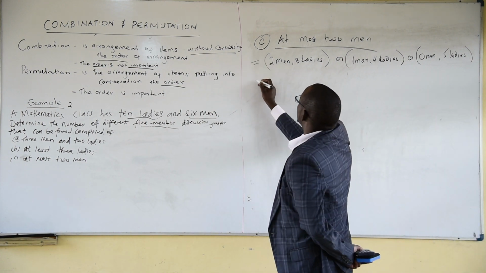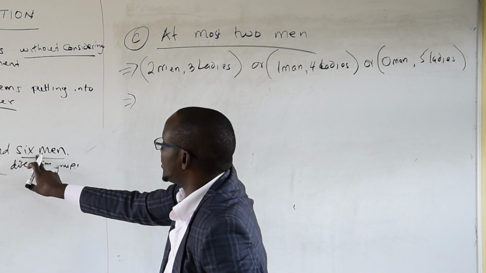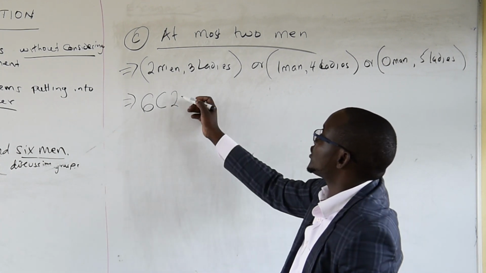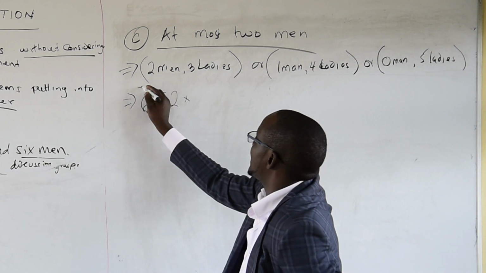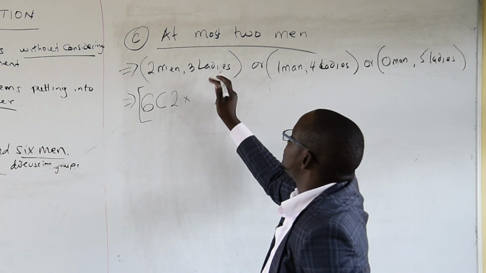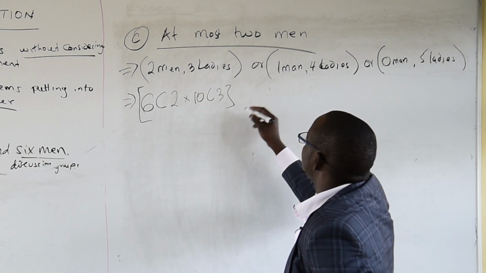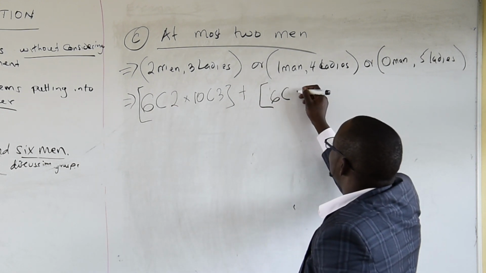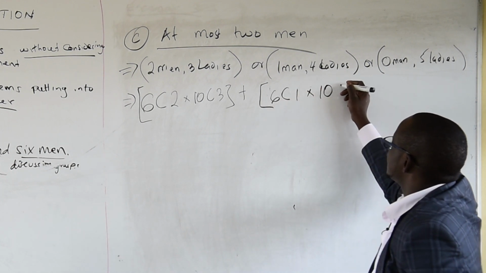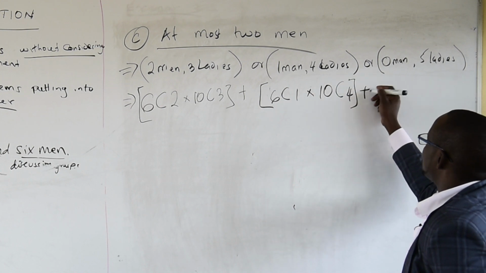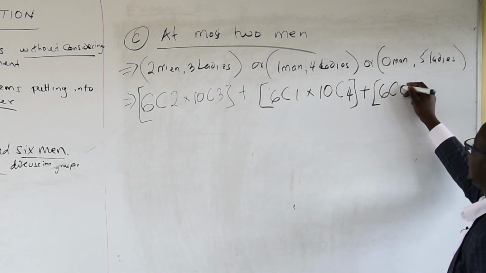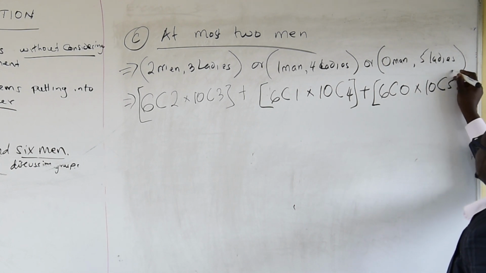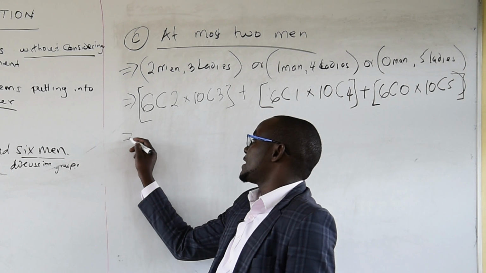To do this, we still do the same. From a group of 6 men, I need to choose 2. Remember, the order is not important, hence we use combination. Then I multiply by, from a group of 10 ladies, choosing 3. Then plus, because this is or, from a group of 6, I'm choosing 1 man and from 10 ladies, choosing 4. Plus, from 6 men I'm choosing none, multiplied by, from 10 ladies, choosing 5.